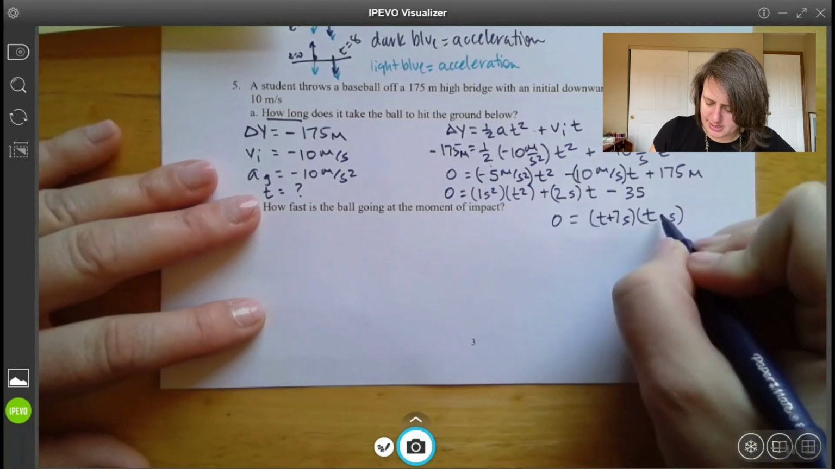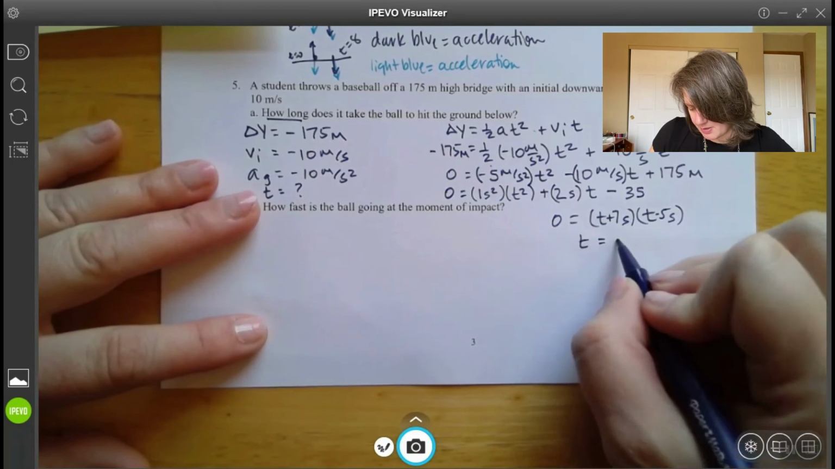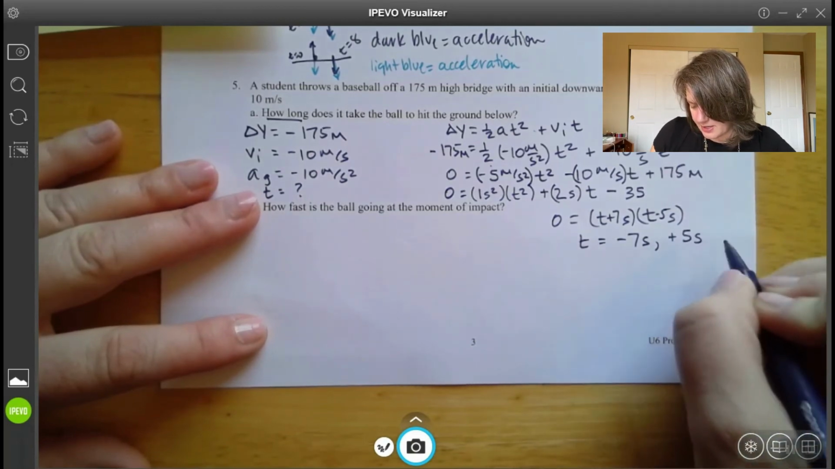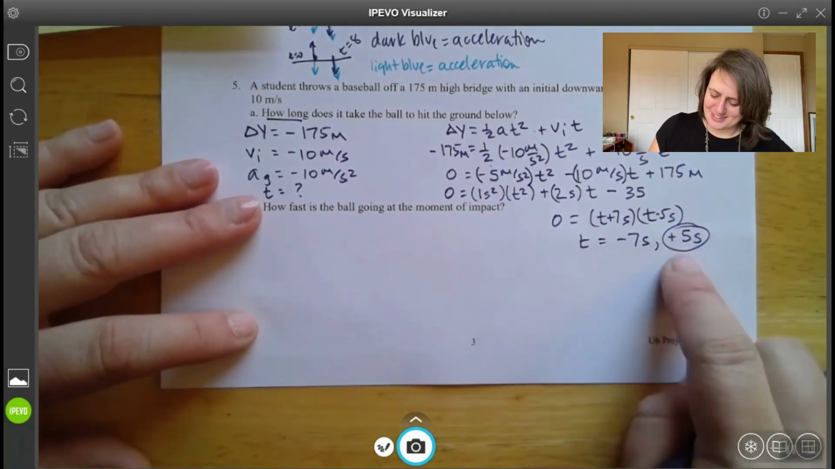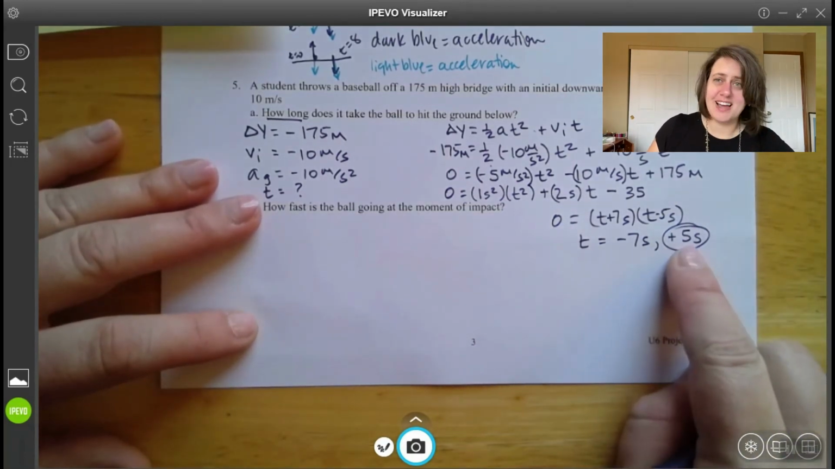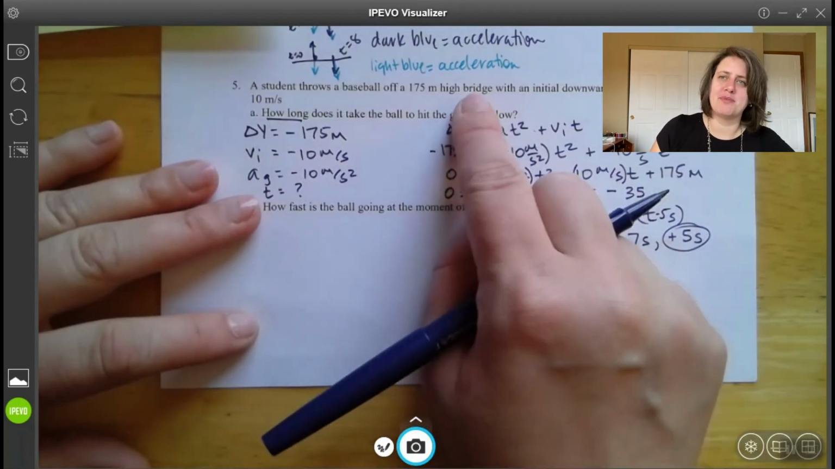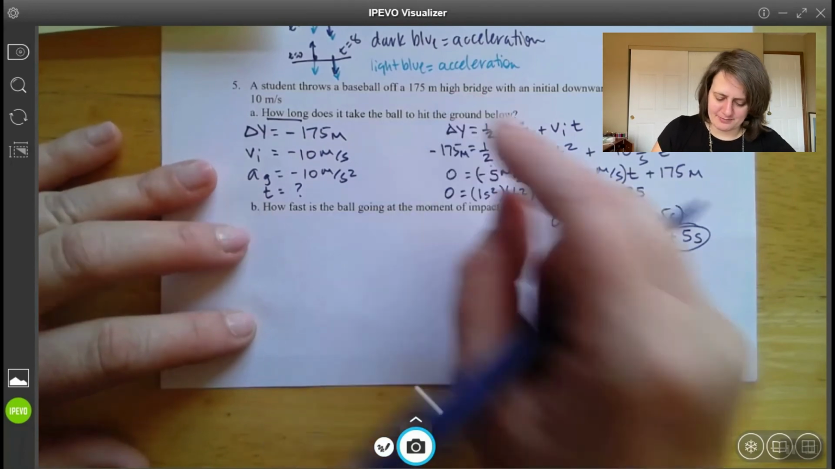So t plus 7, t minus 5, which means solving for time, I'm either going to have minus 7 seconds or plus 5 seconds. Guys, you can't go back in time. Pick the forward one. All right, so it's going to take 5 seconds for the ball to hit the ground. Now imagine how high this bridge must be if he throws a baseball downward and it still takes 5 seconds to hit. It's a long time.